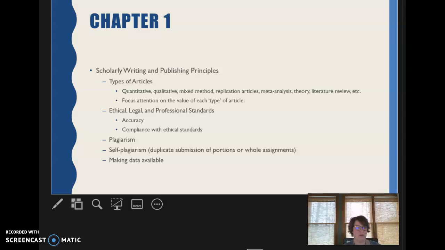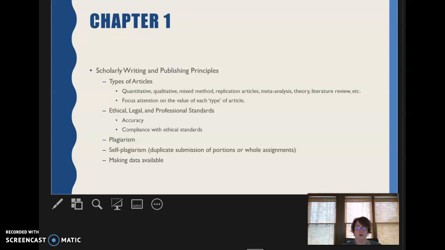Within chapter 1 there's quite a bit of information, and we're looking at the basics as far as scholarly writing and looking at publishing principles. So we're talking about those types of articles, and this is really congruent with what we're learning, because we need to know what types of articles they are, because each and every type of article has different benefits and different uses as well.